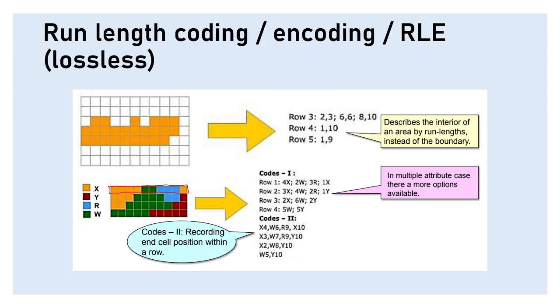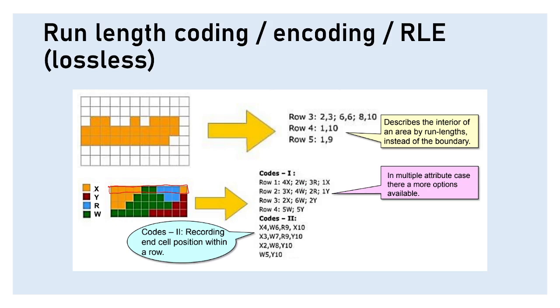4. 4 cells. Yeah. 4. So that is the reason why we are writing it as 4X. X is the color, and first we have 4 yellow cells. Then like you said, the next two are green in color. So we have 2 and the code for green is W. So 2W. Then we have 3 blue. So it is 3R. And then we again have 1 yellow. So it is 1X.